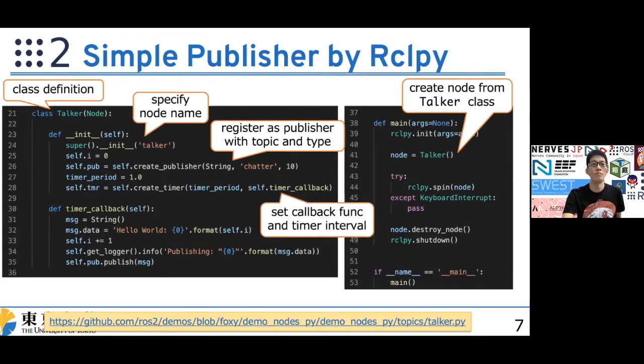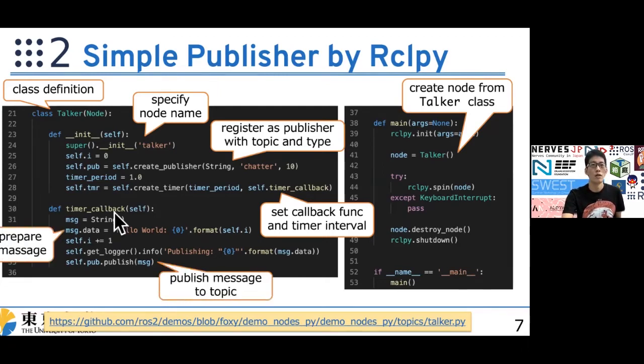And then a ROS2 timer is created with create_timer. This API needs a callback function and a timer interval. The ROS2 timer will execute the callback function at the specified intervals. In the timer callback function, a string-typed message is prepared and published to the chatter topic.